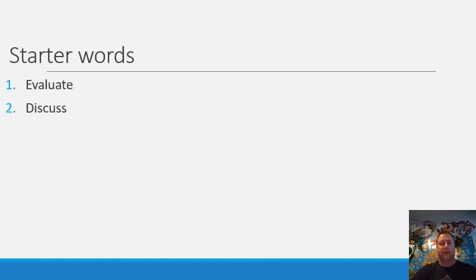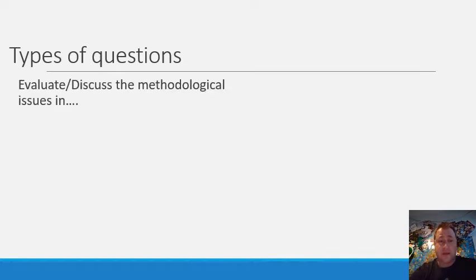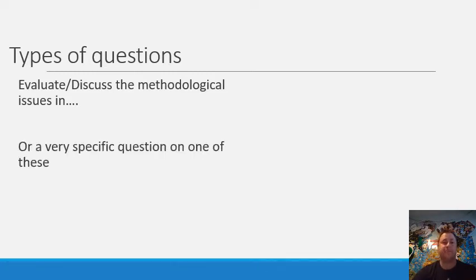So these will be the words that they will generally start with. So evaluate something, discuss, which means both sides. So does evaluate really, strengths and weaknesses, assess, and to what extent. We looked at those and started those with mental health. So these are the kind of questions that can come up. So it could be evaluate, discuss methodological issues. So that's all about the research. Okay, so that's quite nice, and we're going to look at one like that.